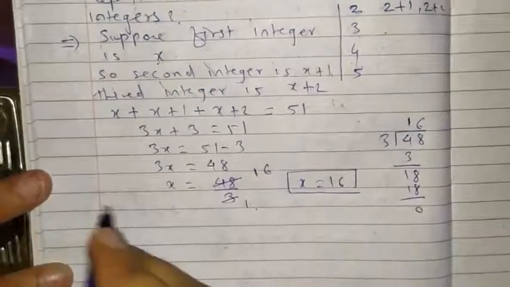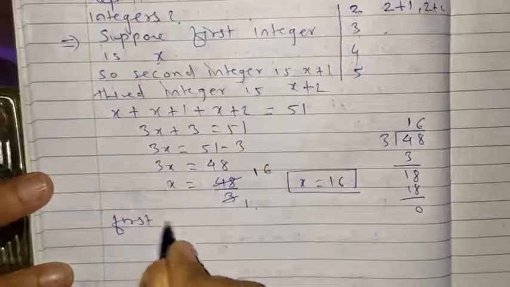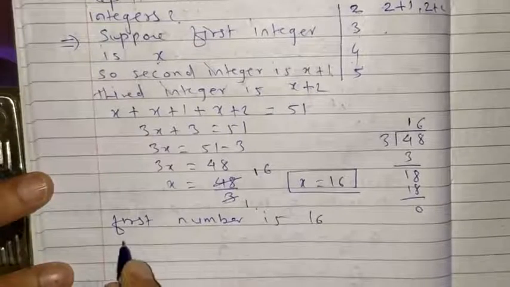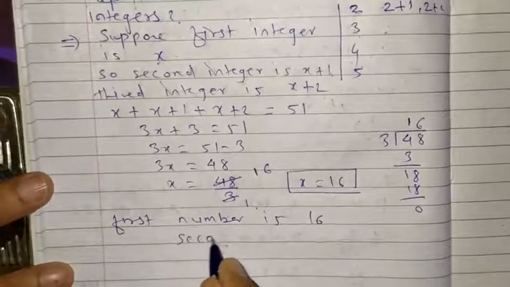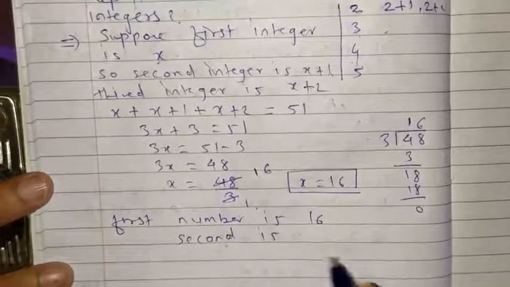So finally x equals 16, it means first number is 16. Then what about the second? Second is what?